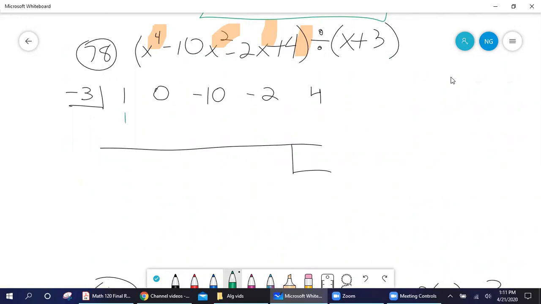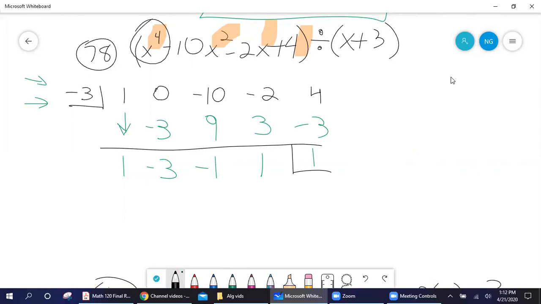So I'm going to roll through this. Remember, I always drop down the first number, and then I multiply the divisor by the number. So that's going to be negative 3. Then I add. And I just keep the process going. So this will be 9. Then I add 3. Add those together. Negative 3. Add those together.